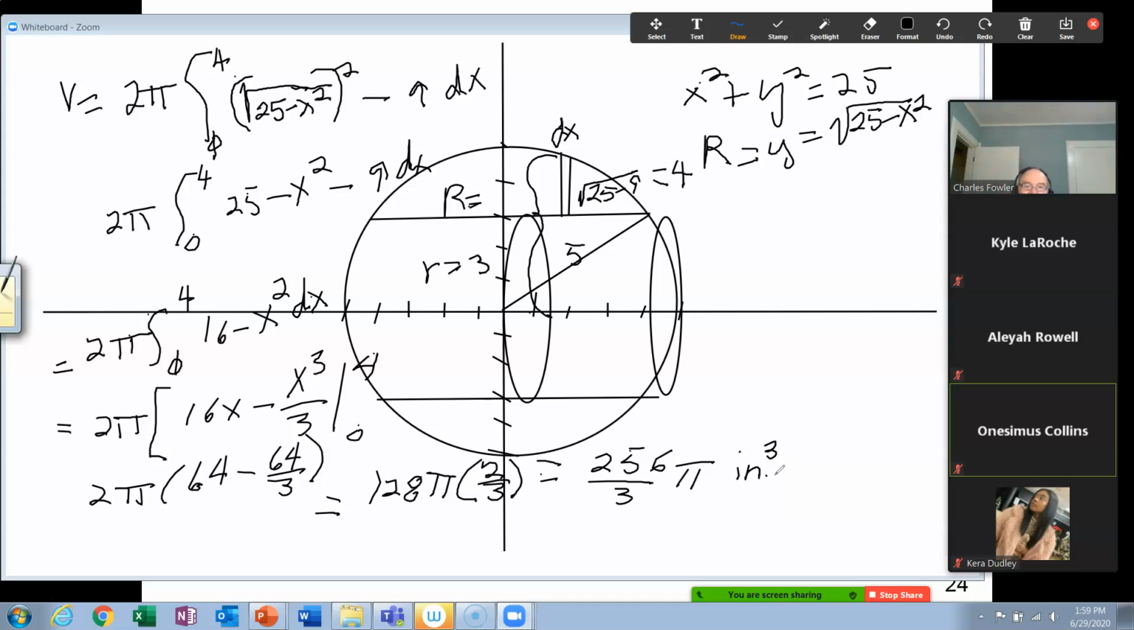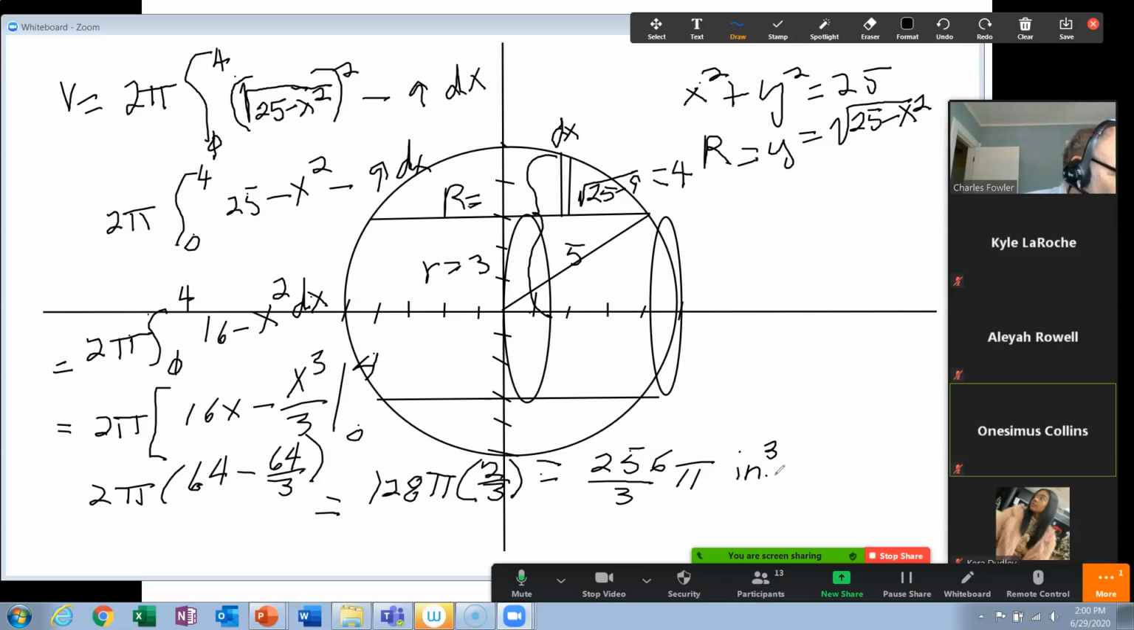And by the way, just to get an idea of how big that is or how small it is, pi is just a little over 3. So this is something a little over 256 cubic inches. I would say probably 260, 265, 270, something like that.